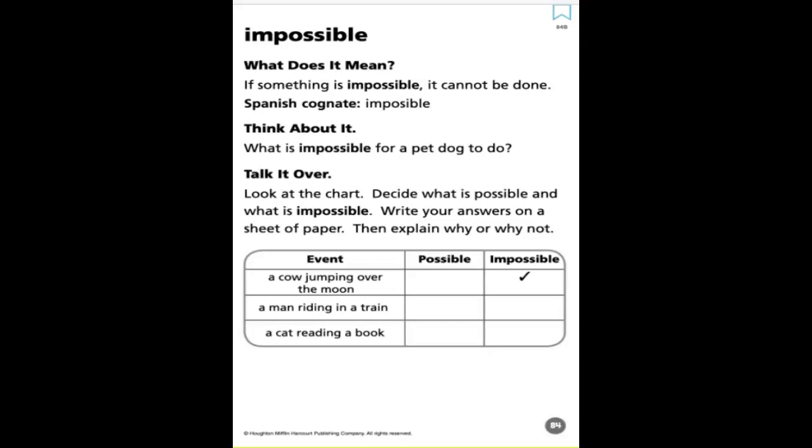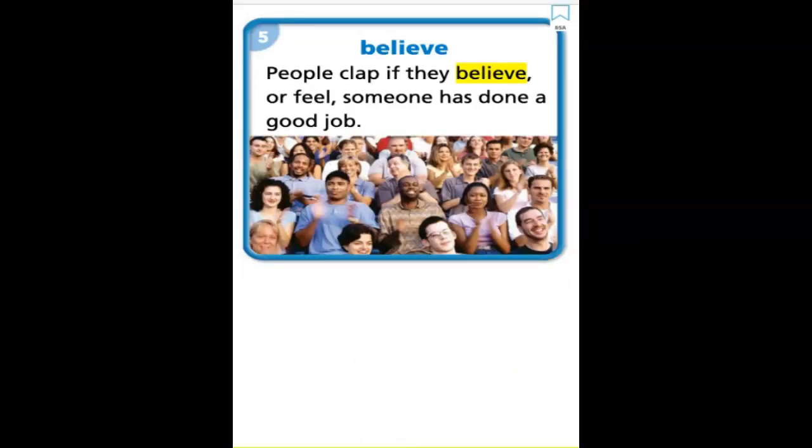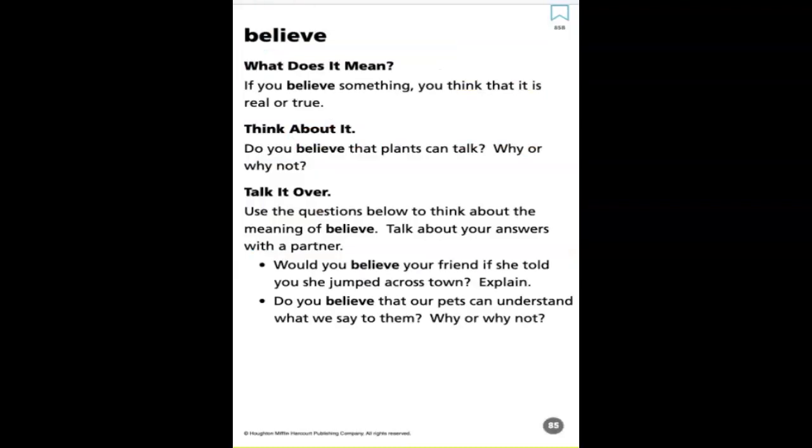Talk it over. So we're going to look at these events and you're going to tell me if this is possible or impossible. Ready? A cow jumping over the moon. That is impossible. A man riding in a train. That is possible. A cat reading a book. Impossible.